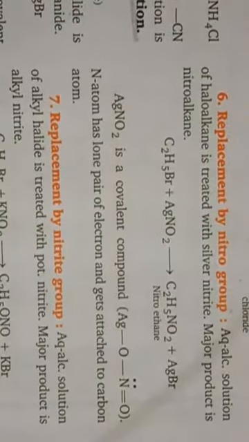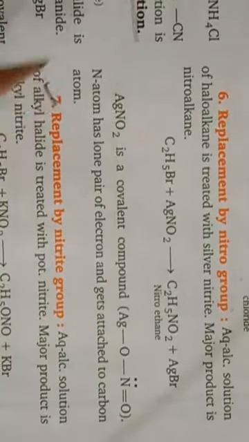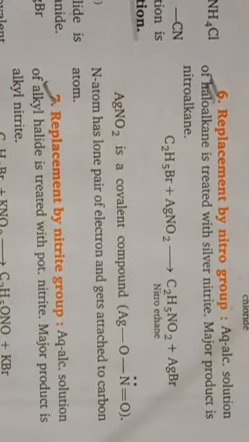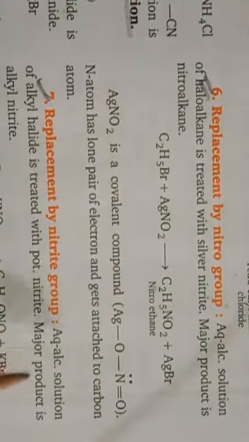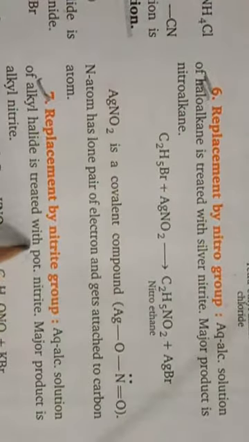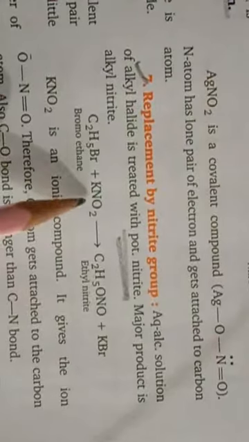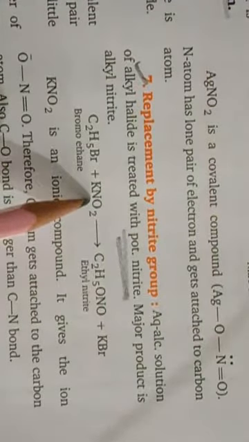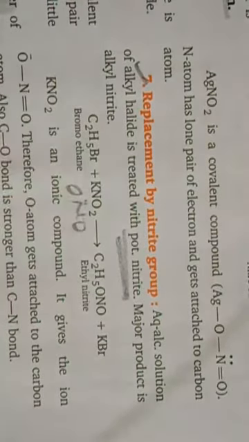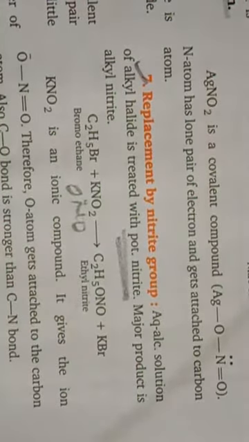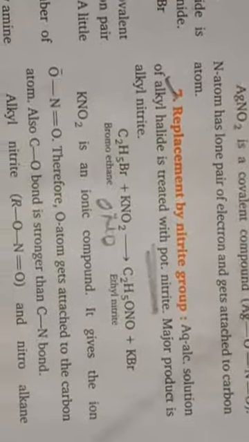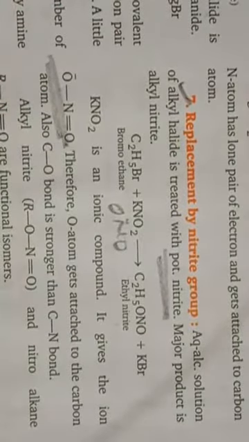The next is replacement by nitro group. Very important reaction. For replacement of a halogen atom by a nitro group, we use potassium nitrite as a reagent. Potassium nitrite will produce the ONO group, which means nitrite group. Oxygen will attack on this carbon site and ethyl nitrite will form. As you can see here, ethyl nitrite will form.